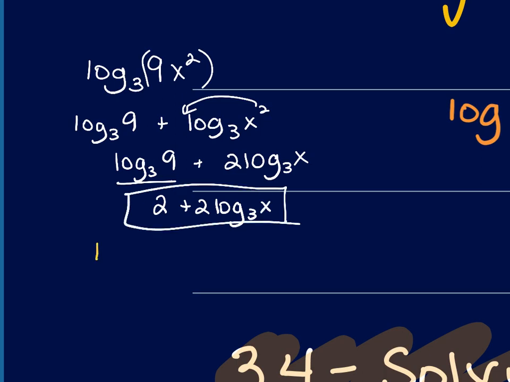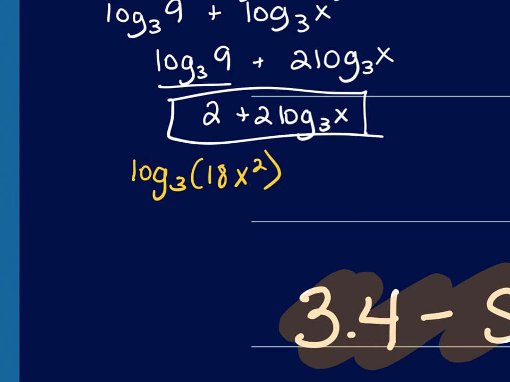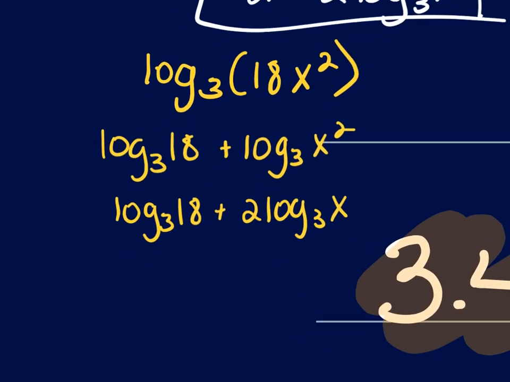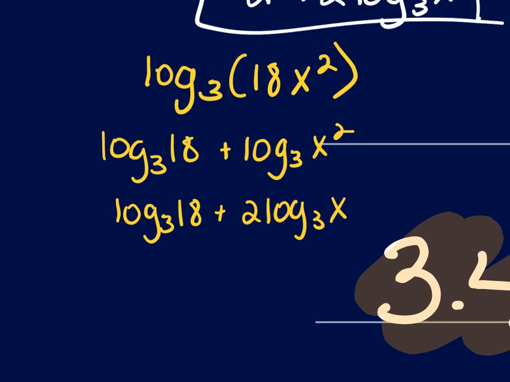Sometimes it will be a little less obvious. So what happens when I split this up? I get log base 3 of 18 plus log base 3 of x squared. Log base 3 of 18 plus 2 log base 3 of x. Everybody's good so far, yes? 3 cannot be raised to a power to get to 18, right? But is there something I can break that down into that it would? How?